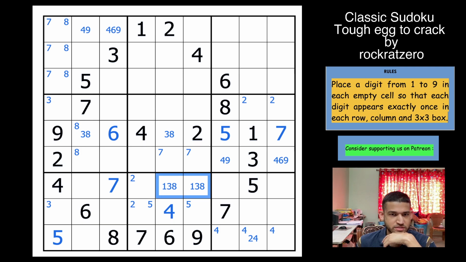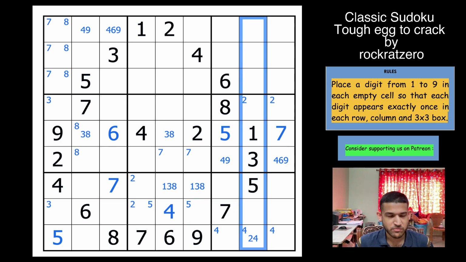Now I'm a little bit clueless where to continue. Okay, let's look at this area maybe. 6 is not in these cells. 6 can be here and 6 cannot be here, right? So in column 8 there is only one place for the 6. That is a really nice deduction, I would say.